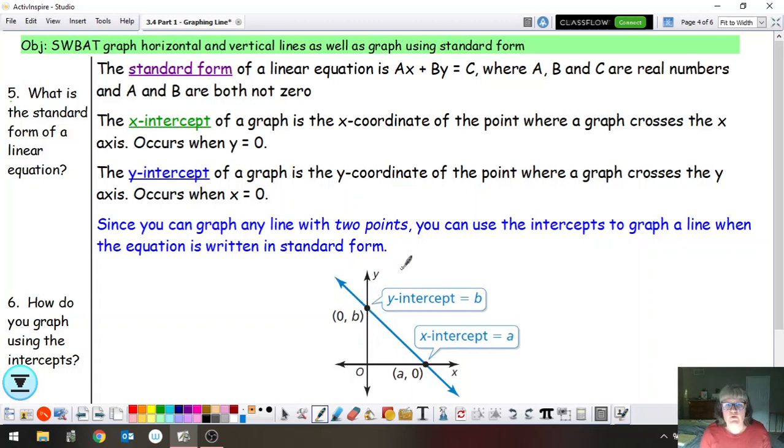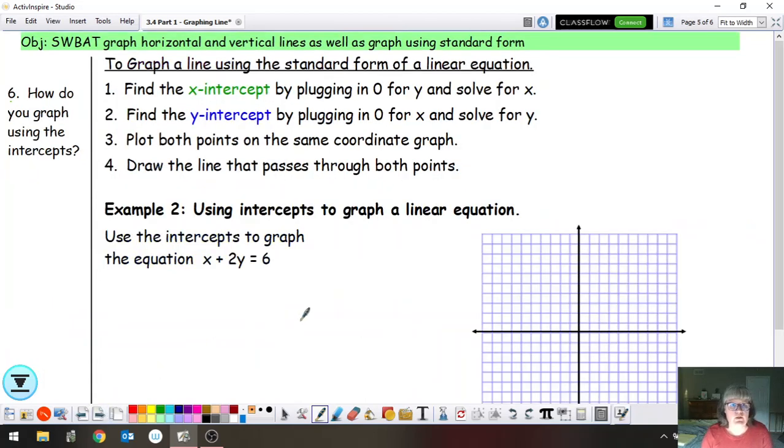And since we can graph any line with 2 points, if we can find the x-intercept and the y-intercept and plot those points on our graph, we can graph that line. So that's what we're going to be doing. We're going to find the x-intercept and the y-intercept of an equation, knowing that if y is 0, we have the x-intercept. If x is 0, we have the y-intercept. So let's take a look.